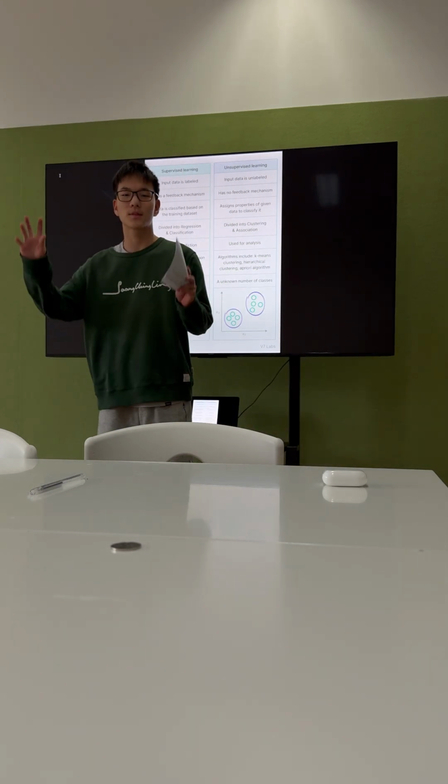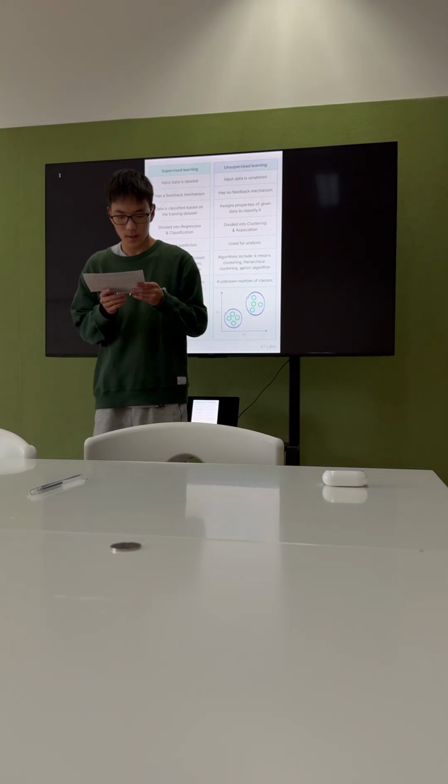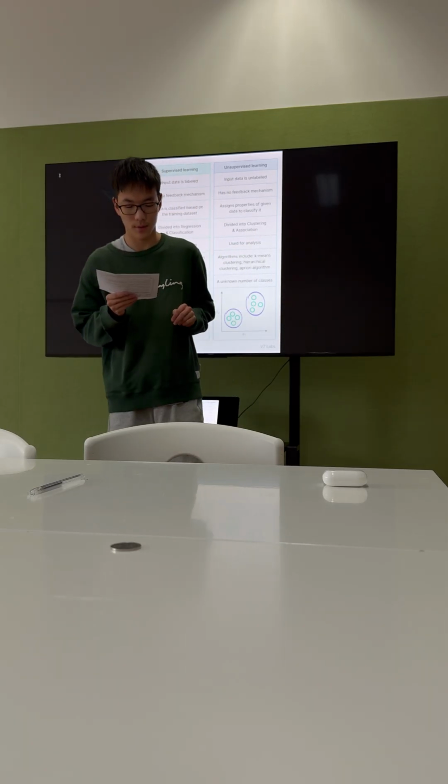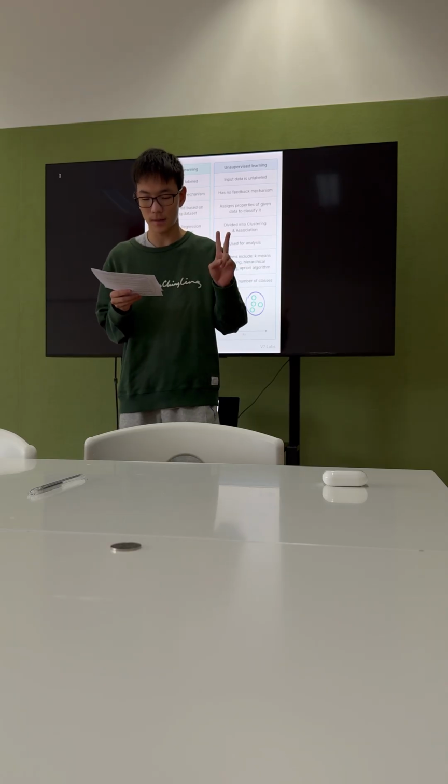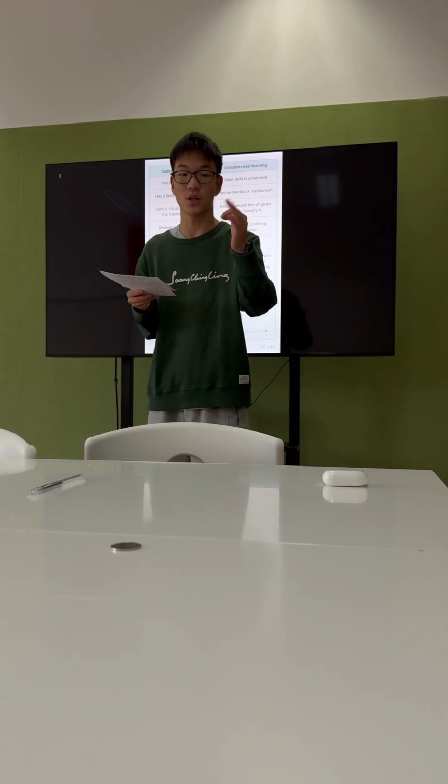Chapter 2, Types of Machine Learning. So there are mainly two types of machine learning I want to talk about. First is supervised machine learning. Second is unsupervised machine learning.